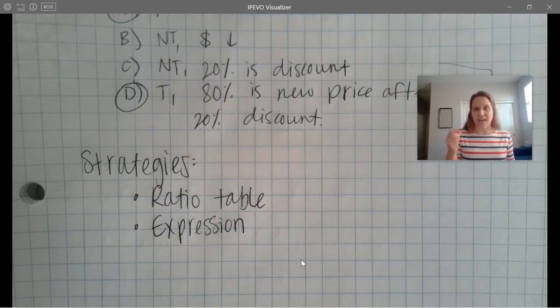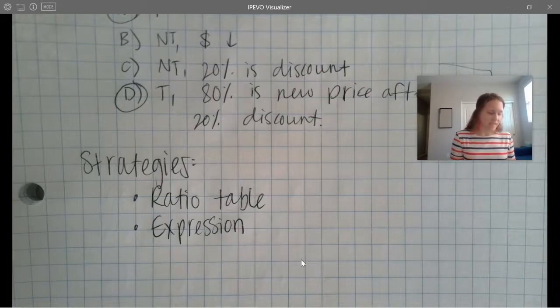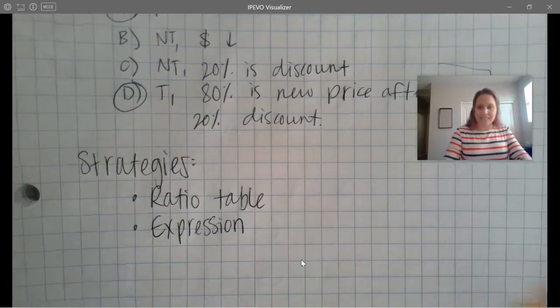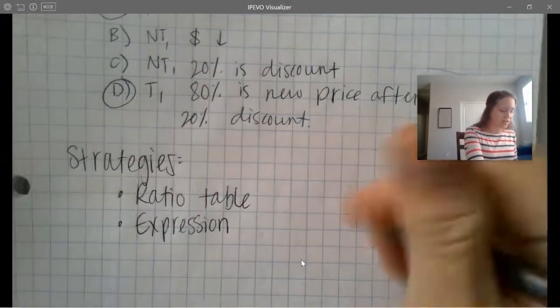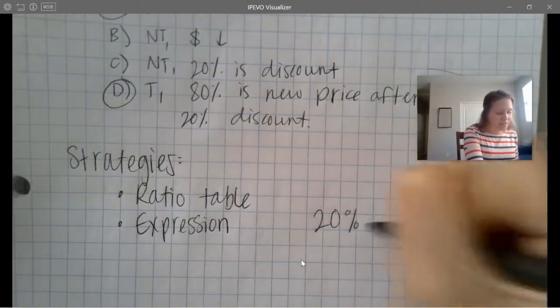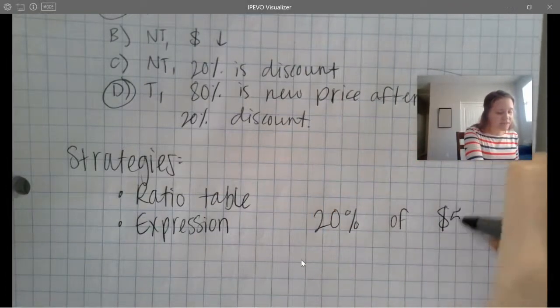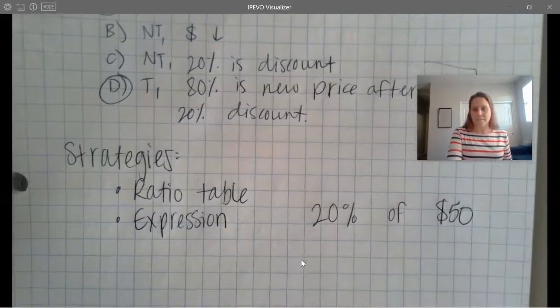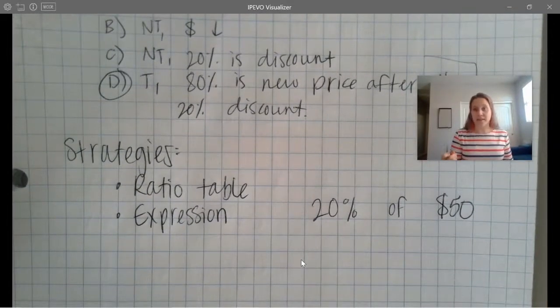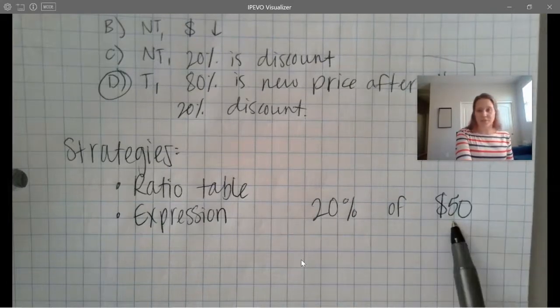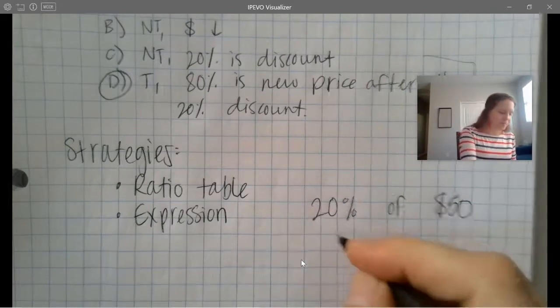You have heard me say "blank percent of blank is blank," and that can turn itself into an equation. However, if I'm just trying to find the new price or the discount, I actually know that if I want to find 20% of $50, I can quickly write an expression to show that. All I need to do is translate these 3 parts into algebra.